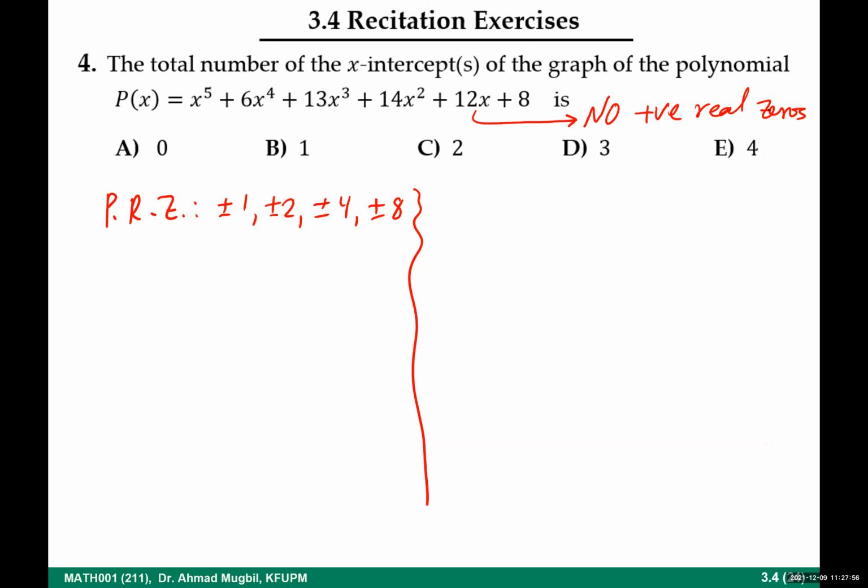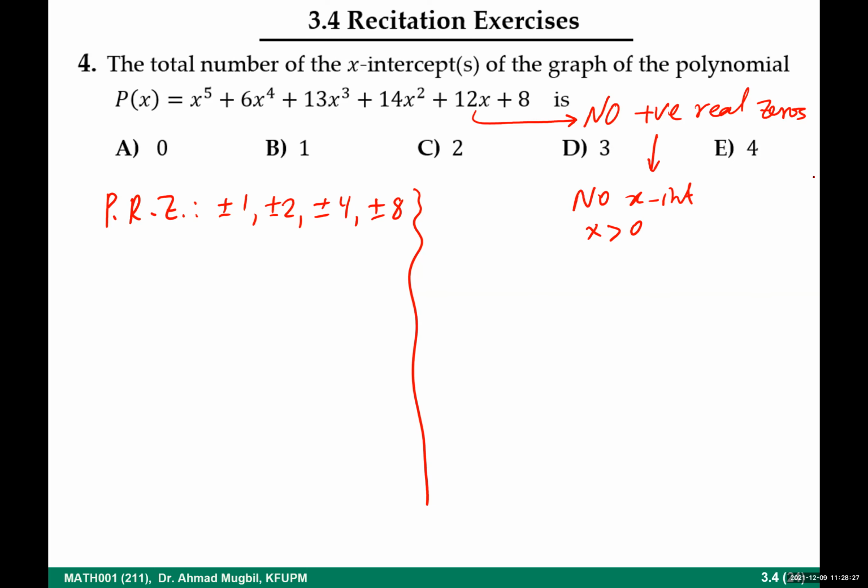The graph will be in the first quadrant, go to the second, then go down. It means there are no x-intercepts in the positive part of the x-axis. No positive real zeros means no x-intercept when x is greater than or equal to 0.